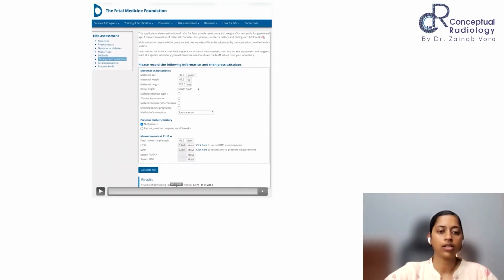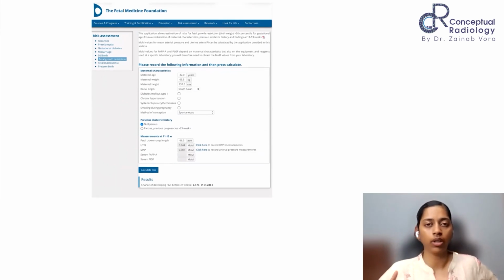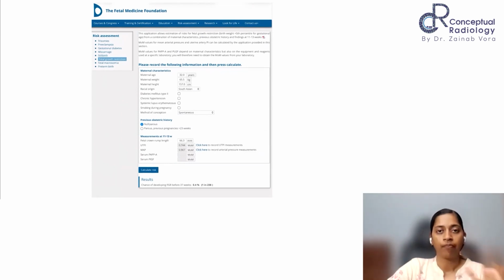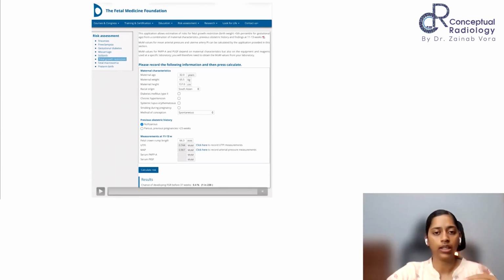And this is the chance of developing FGR before 37 weeks. You get 0.4%, 1 in 238. So you get a risk. And when you know that this patient has so much risk, then accordingly management can be instituted. So this is a very simple proforma that needs to be filled.